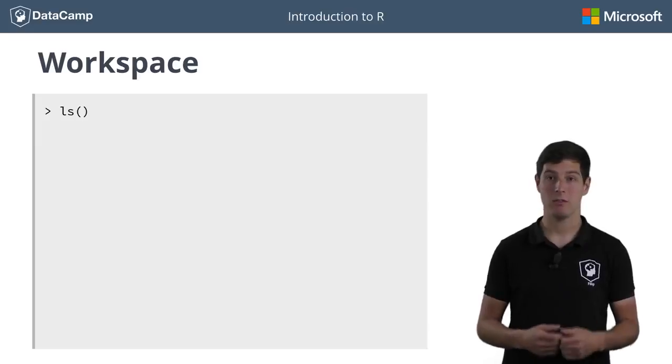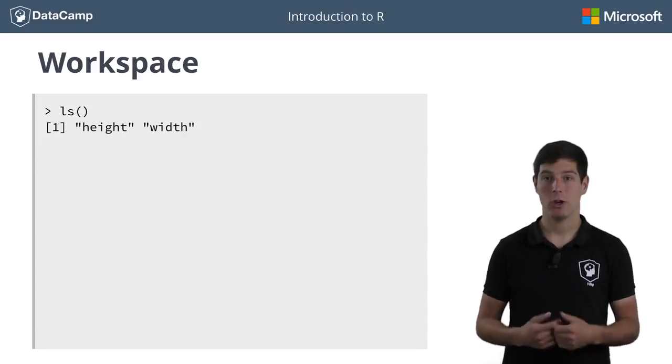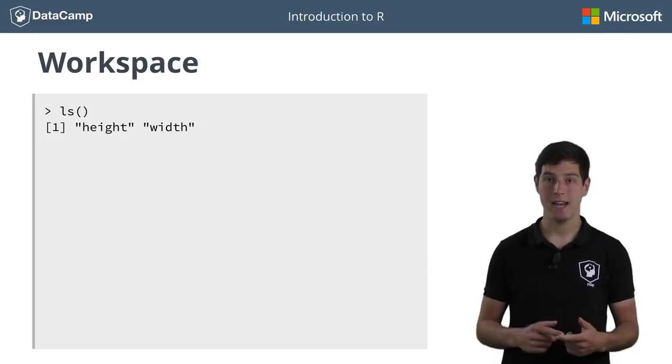Simply type ls followed by empty parentheses and hit enter. This shows you a list of all the variables you have created in the R session. If you have followed all the examples up to now, you should see height and width. This tells you that there are 2 objects in your workspace at the moment.